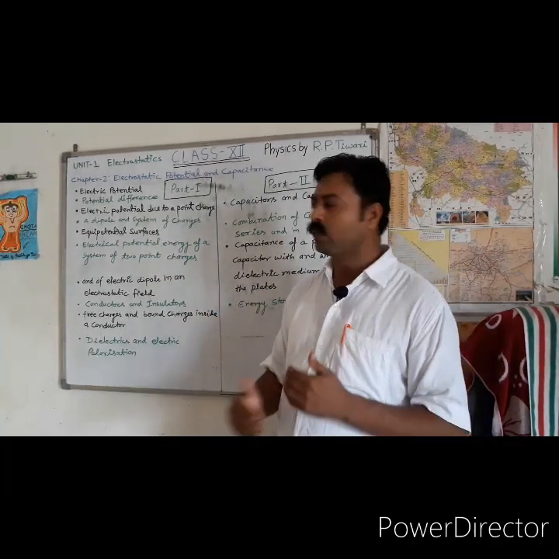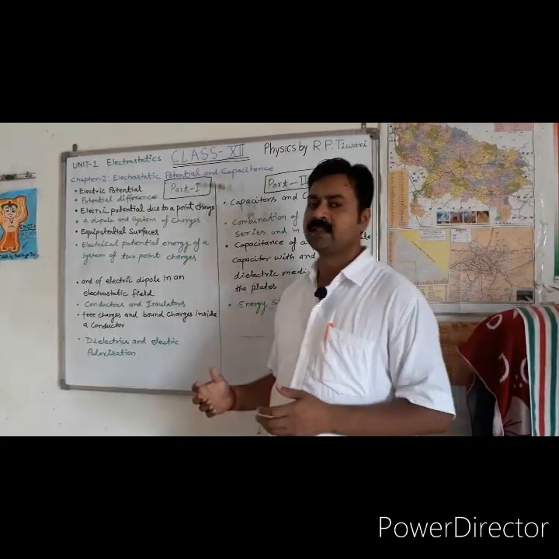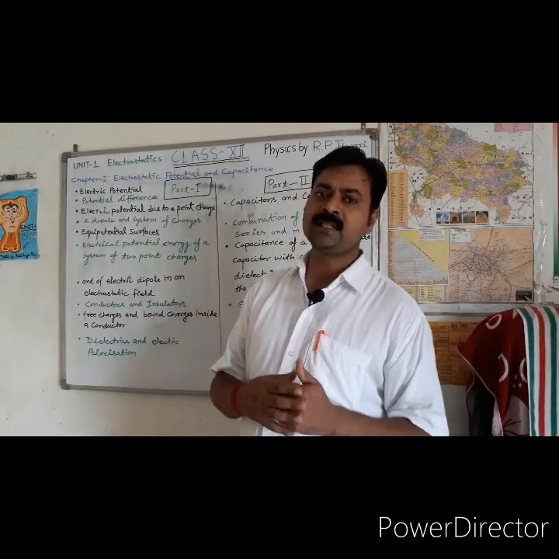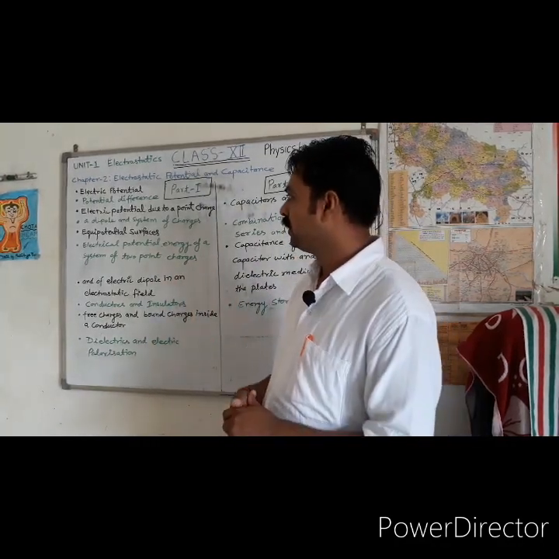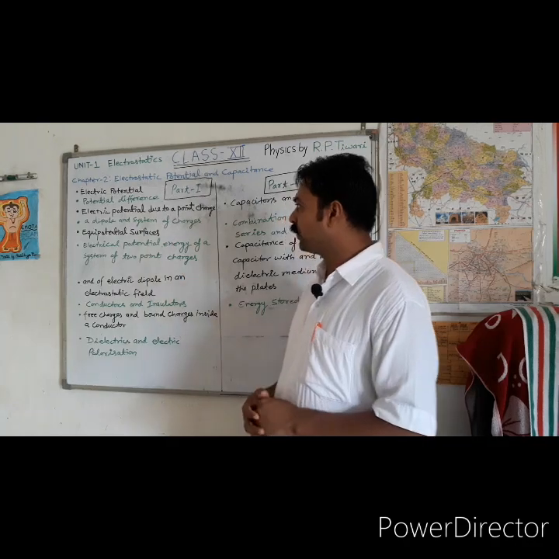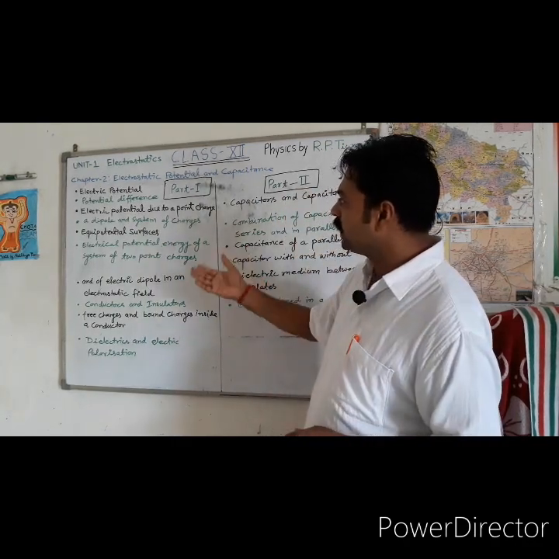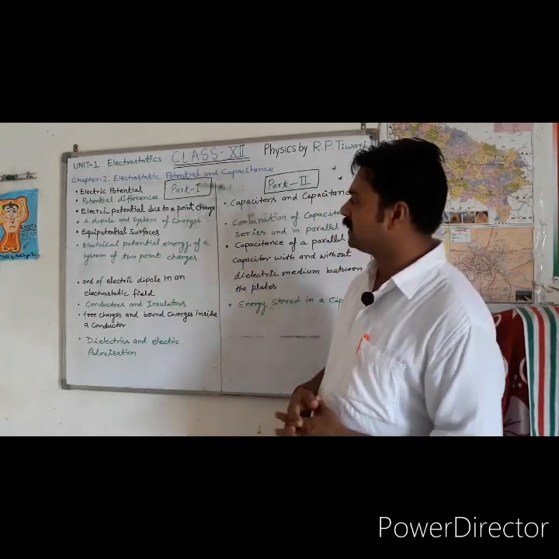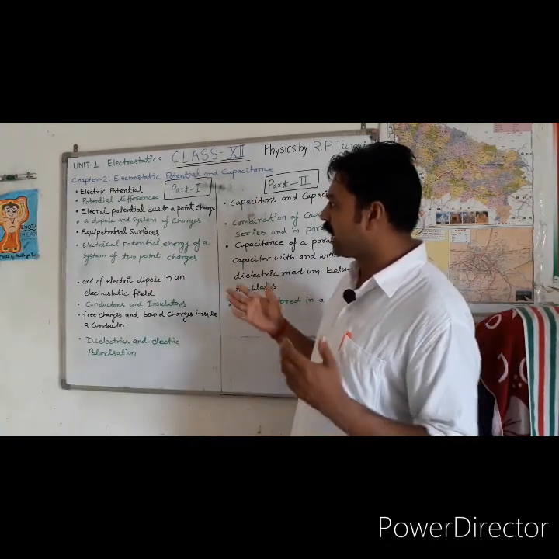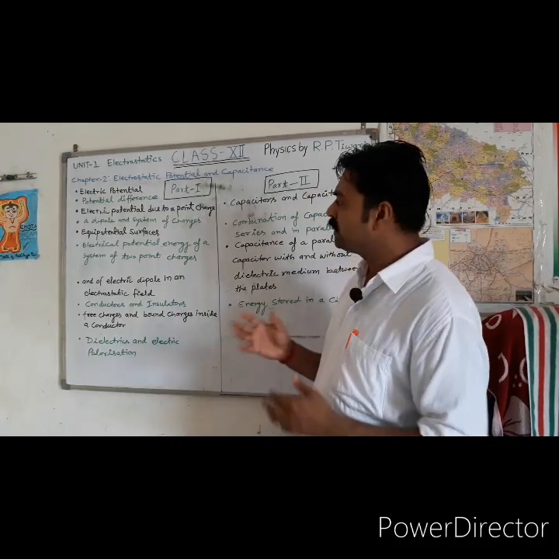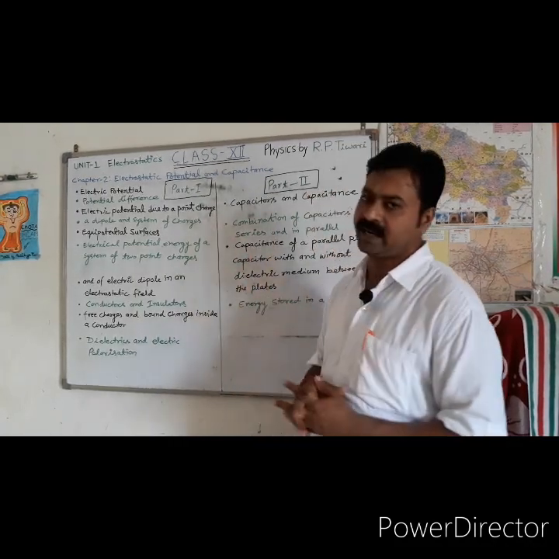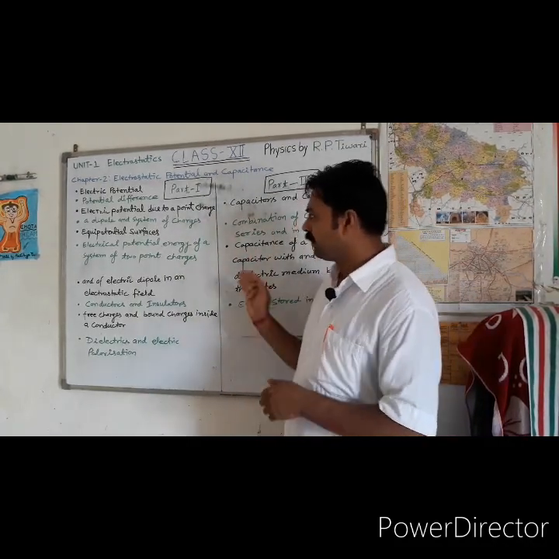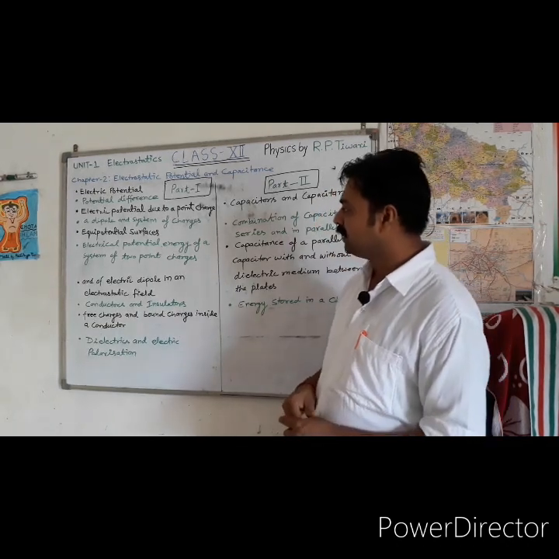Equi means equal, so equipotential surfaces are surfaces in which the potential is the same. So we study equipotential surfaces, and the electric potential energy of a system of 2 point charges. For 2 point charges we calculate the value of energy. Which type of energy? Electric potential energy of a system of 2 point charges.